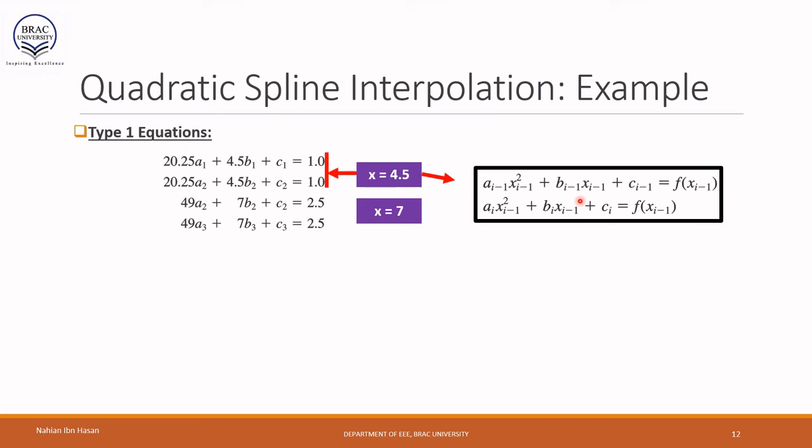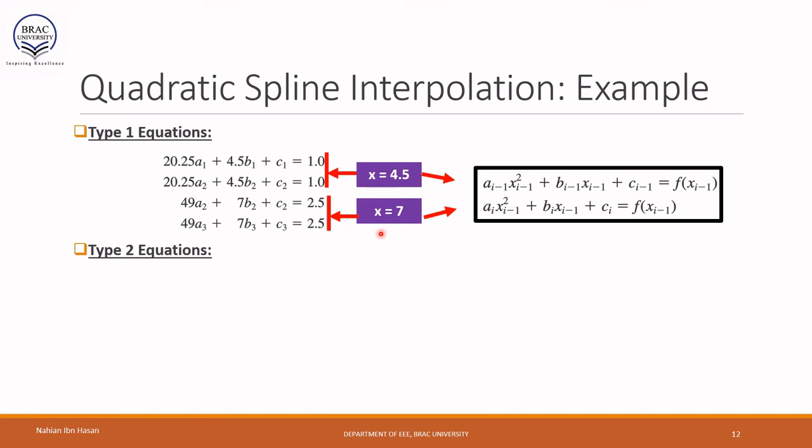So at x equal to 4.5, if we apply these two equations, I would get these two type 1 equations. Similarly, at the other interior node x equal to 7, if I apply x equal to 7 into these two equations, I would get the other two equations. So I have just found the 4 equations that I had to find under category 1.